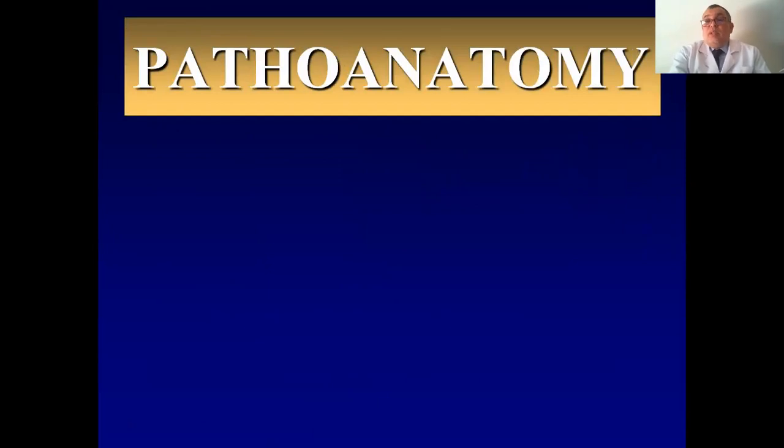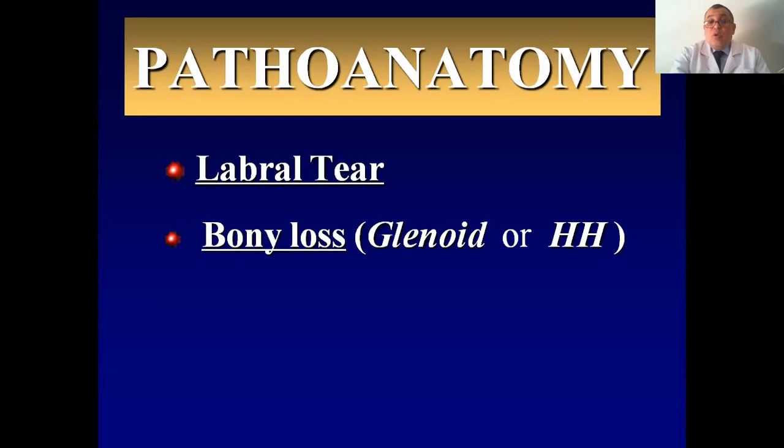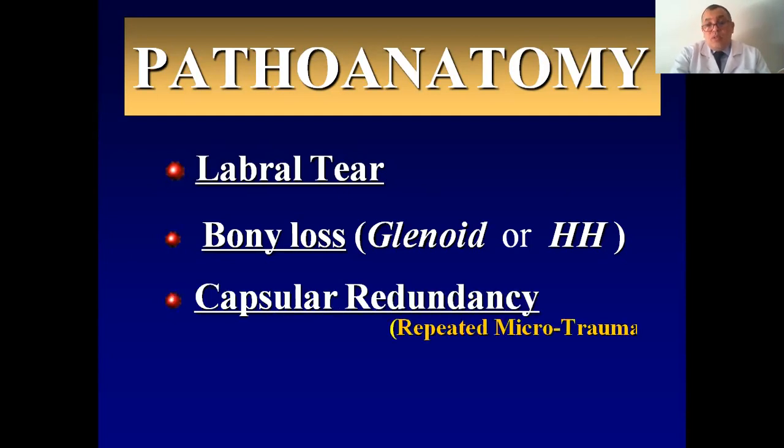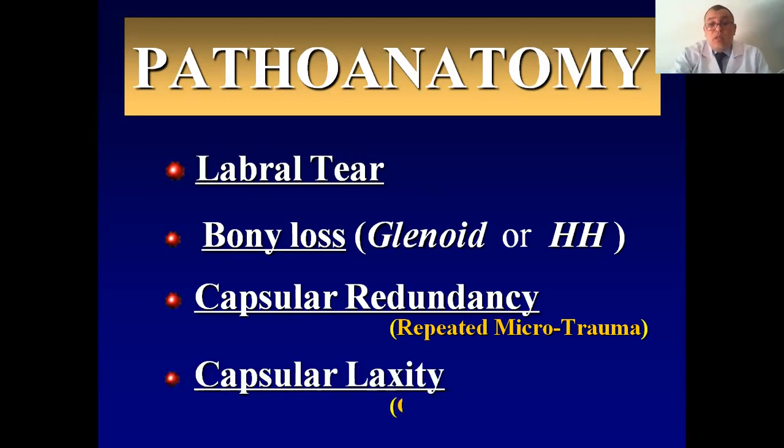Pathoanatomy. Different pathologies occur to produce shoulder instability, the most popular of which is a labral tear, what's known as a Bankart lesion, or bony loss, whether at the glenoid side or the humeral head side, or capsular redundancy due to repeated microtrauma, such as in baseball pitchers or volleyball players or swimmers, especially dolphin and backstrokes, or due to capsular laxity. This is a constitutional problem, which is generalized laxity since birth.